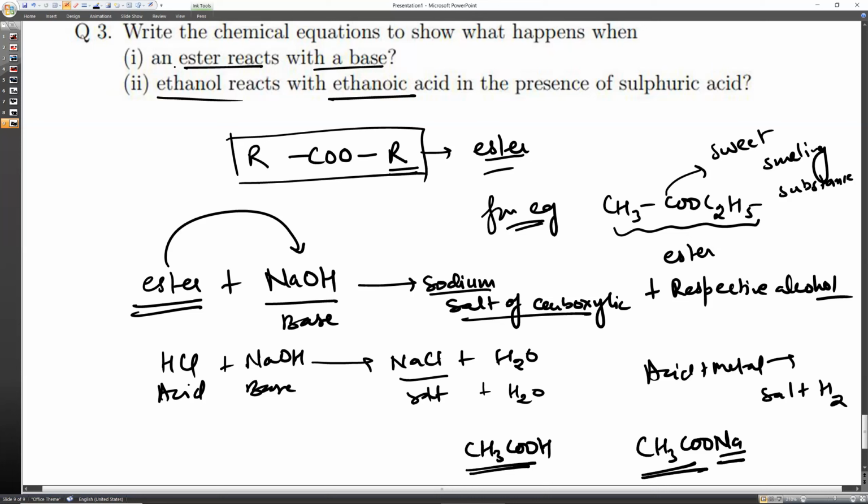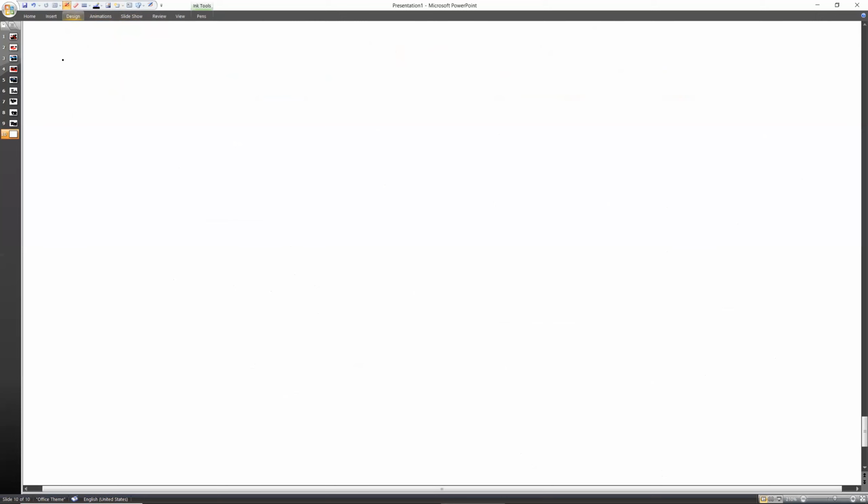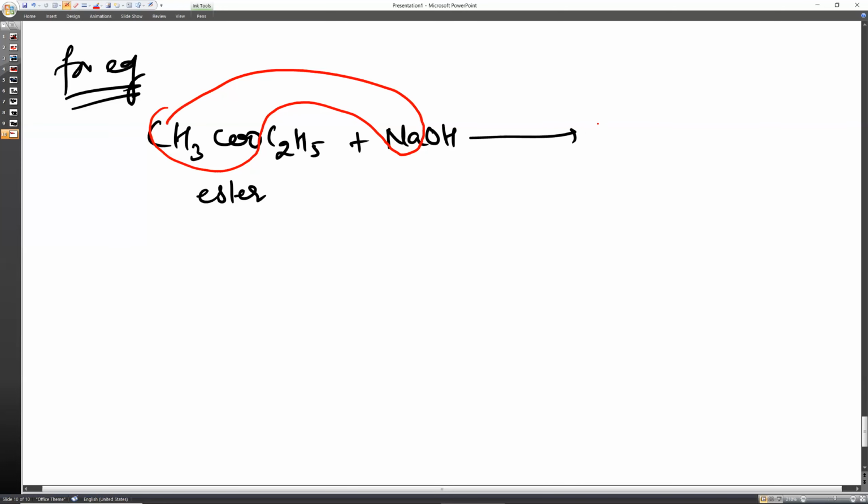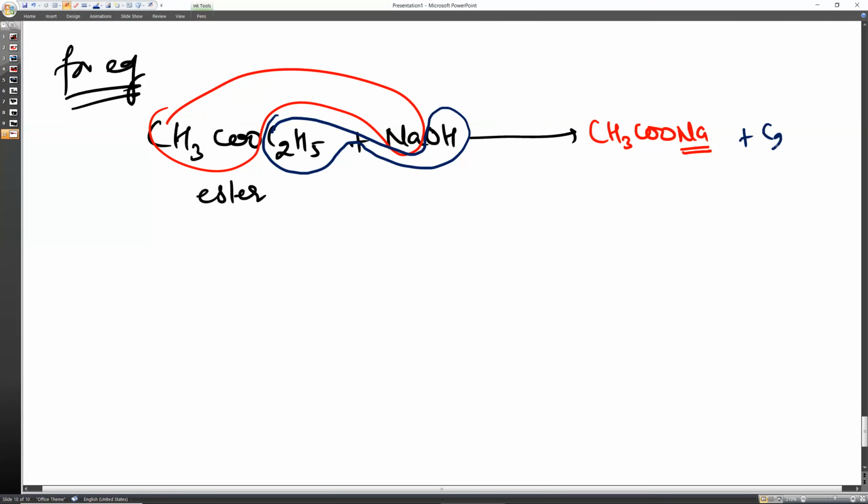So this is the reaction. What happens when ester reacts with base? Same answer: it will give you sodium salt of carboxylic acid and respective alcohol. And when you write it, you have to give an example. For example, CH3COOC2H5 as an ester. When it reacts with NaOH, it gives you CH3COONa, the sodium salt of carboxylic acid, plus C2H5OH, the alcohol. This is how we are going to get it.